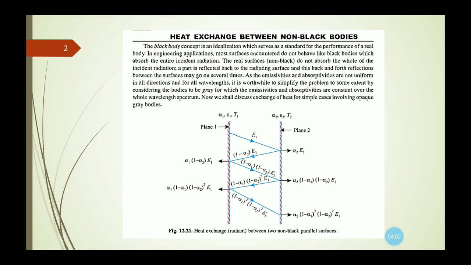If the first emissive power from plane 1 to plane 2 is E1, then when that emission reaches plane 2, some part will be absorbed, so the absorbed fraction of the emissive power will be alpha 2 multiplied by E1. Similarly, the later emitted radiant heat exchange we can represent in this mathematical form.